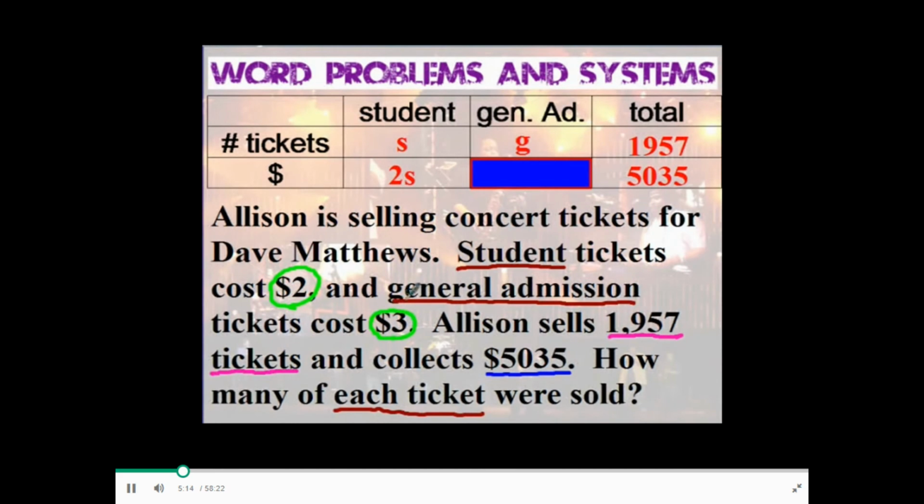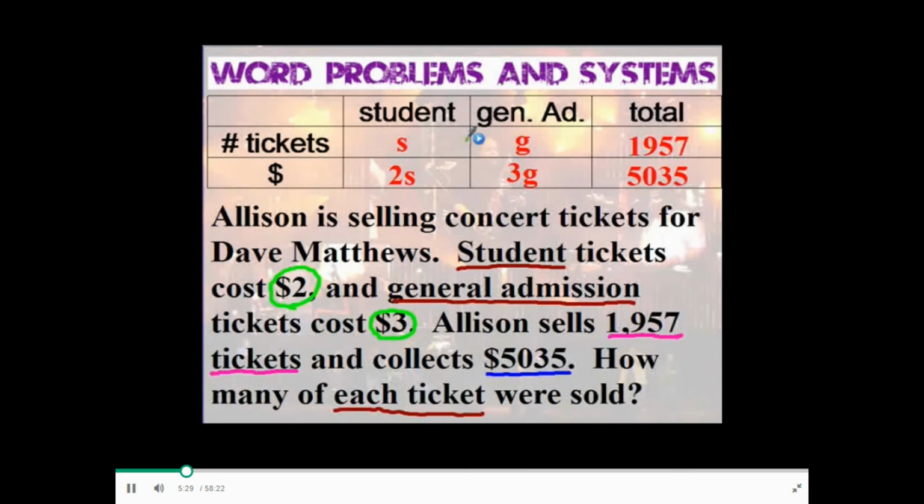Over here now, general admission tickets cost $3 each, so $3 per ticket. That means I'm going to take 3 times the number of tickets, which was G. That makes this 3G, like my cell phone network.